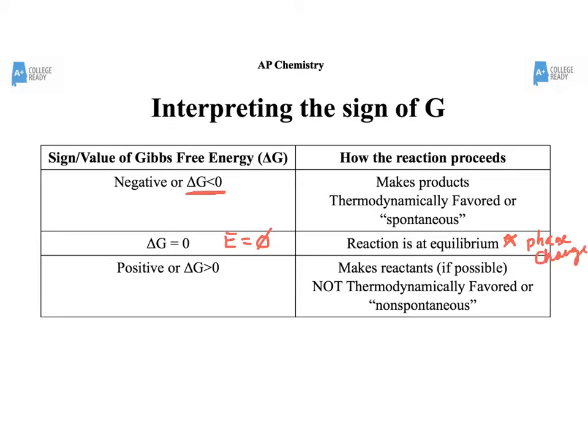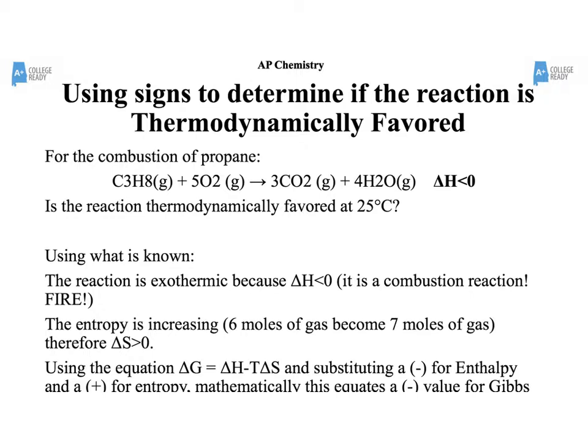So just keep that in mind. So, using the signs to determine if a reaction is thermodynamically favored. Let's look at a reaction and see what the signs are going to tell us. A lot of times they're going to just give you enough information so you can determine the sign of delta G to decide if it's thermodynamically favored.